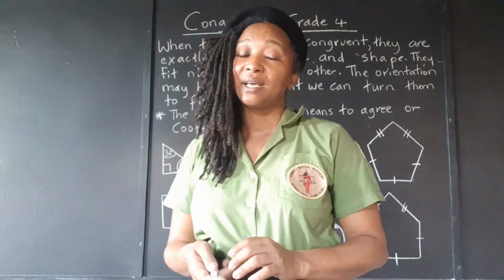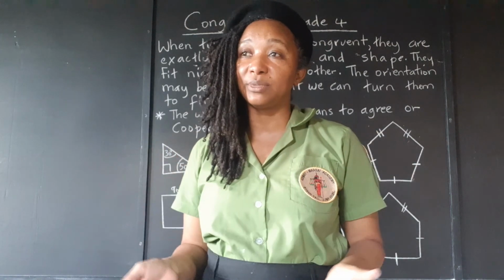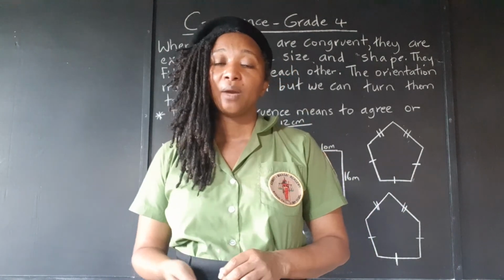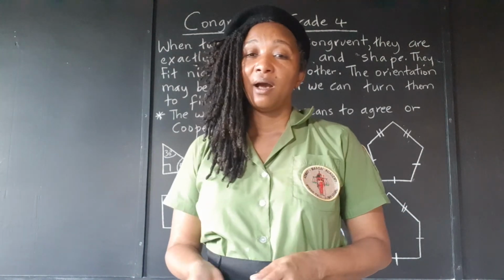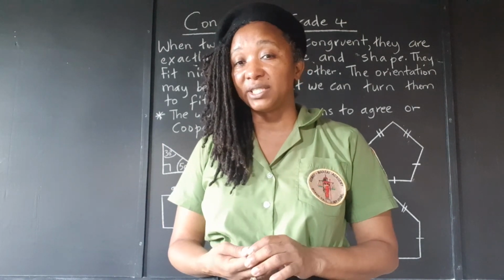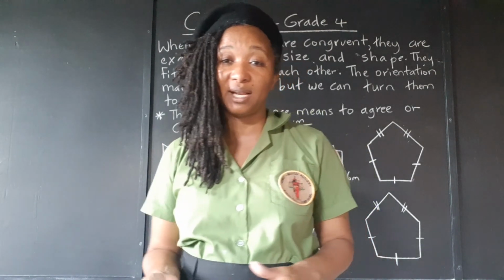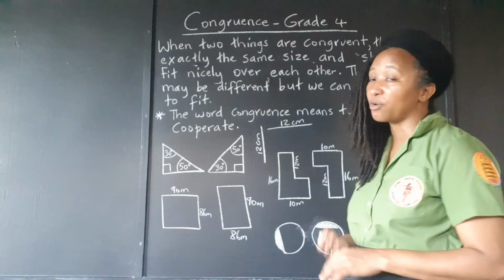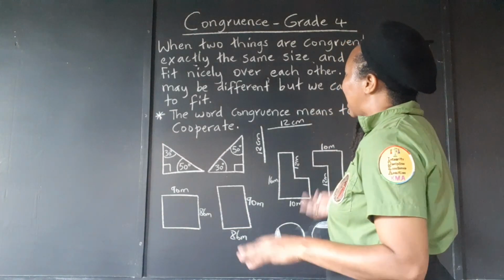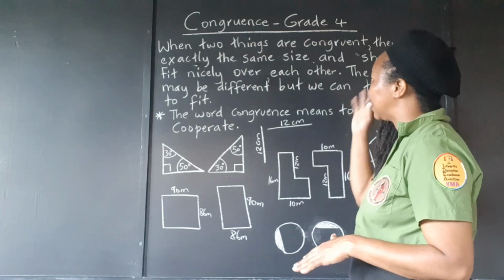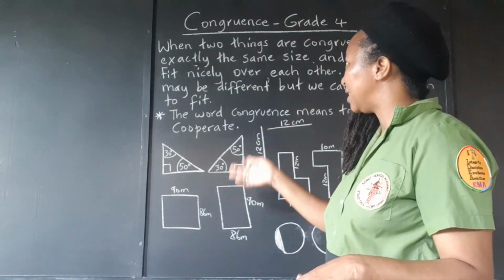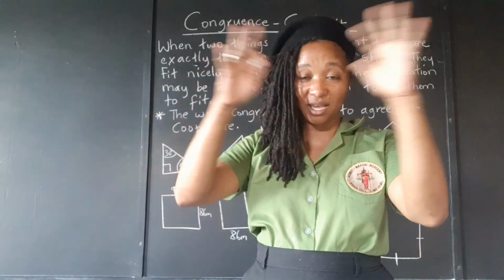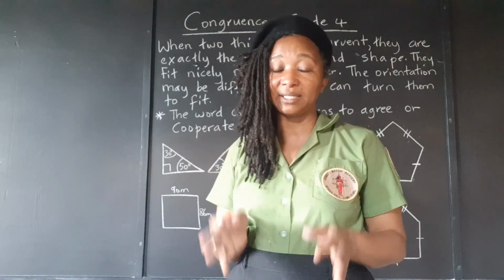There are words that are used in mathematics that have a different meaning from how they are used in the English language. But most words, most terms that we use in math abide by the general definition of the word as used in the regular language. Congruence is one of those. So when two things are congruent, they fit exactly over each other. They are exactly the same size and shape. They fit nicely over each other. We can put them on top of each other. You're not going to see any outline coming off. They are exactly the same.